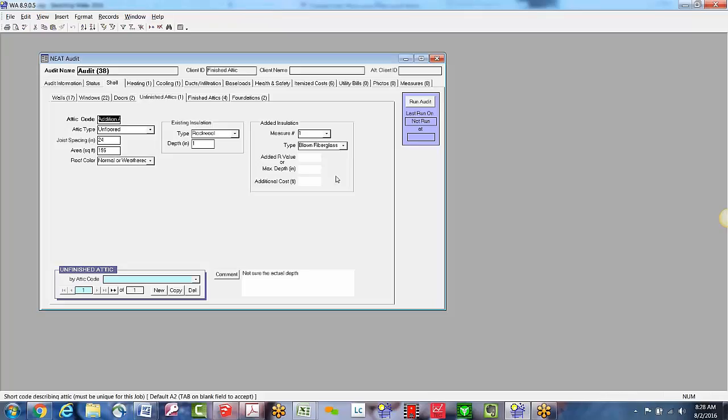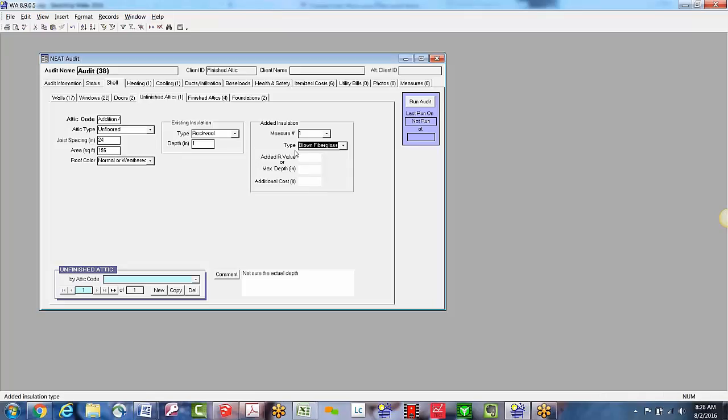And then when you're evaluating for it, so I just selected to blow in fiberglass on this one, and then what happens if I leave all of these blank? Anybody out there know? The depth itself. Yeah, it'll select the depth itself, right? Wherever possible, we want to do that. We want to let the audit determine that kind of stuff.